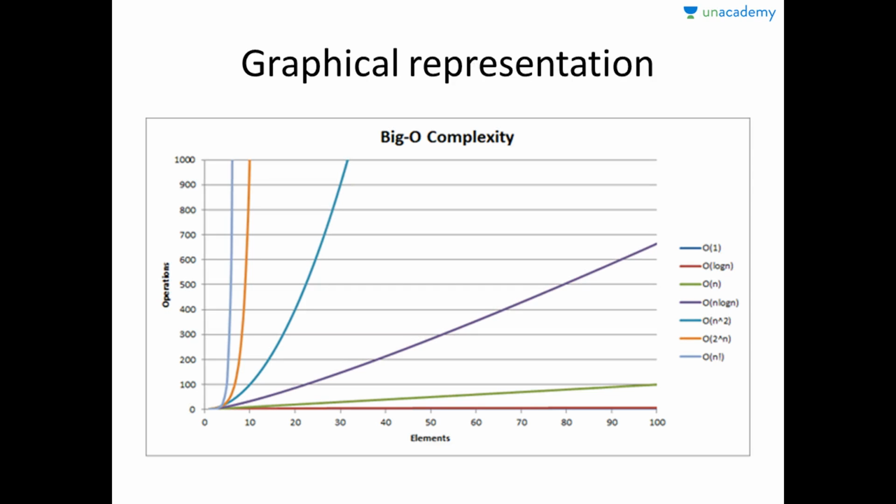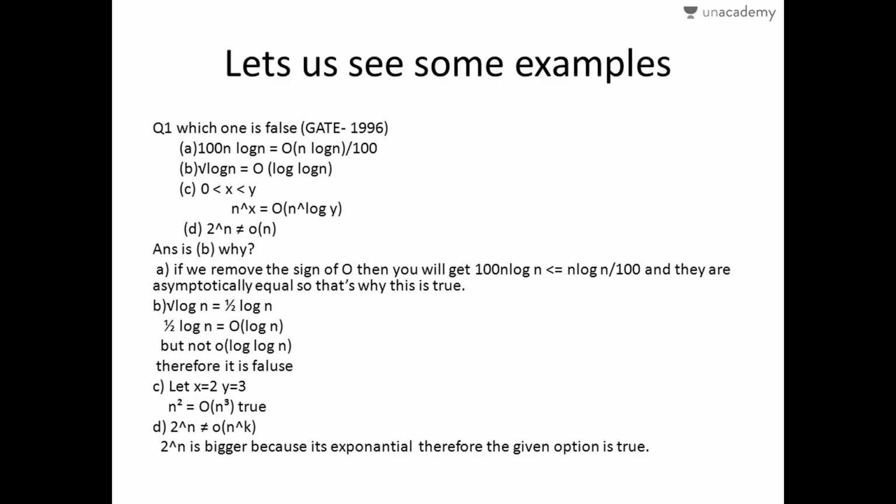Now if we look at the graphical representation of these functions, then we can see that n factorial is the greatest function, then 2 to the power of n, then n square, then n log n, then n, and then log n, and the last one is 1, which is nothing but the constant one. So we can see that n factorial is the greatest function, and the constant function is the smallest function.